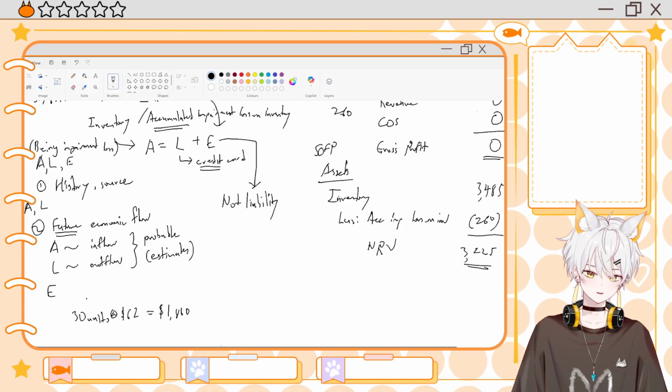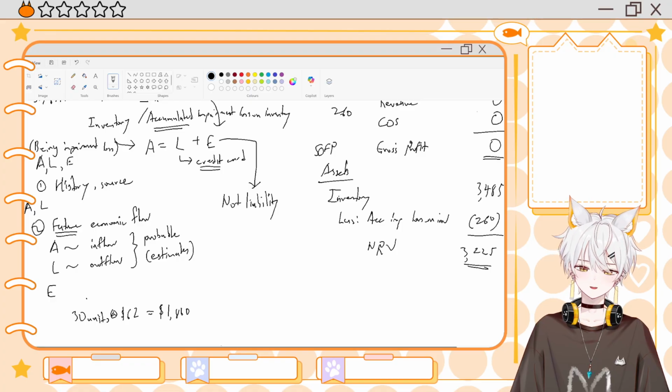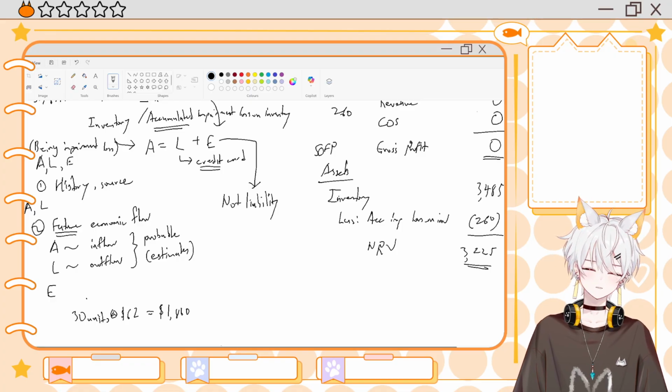So this is what they mean by valuing at the lower of the two, because if you don't have accumulated impairment loss, your net realizable value will just equal the cost of inventory. You get it?